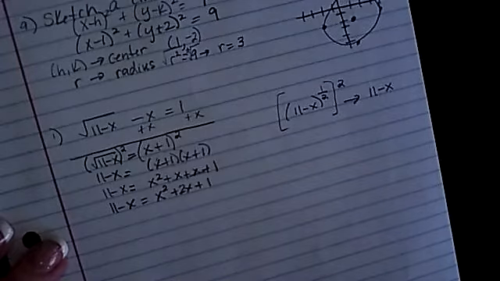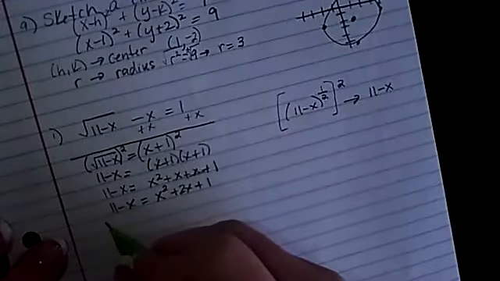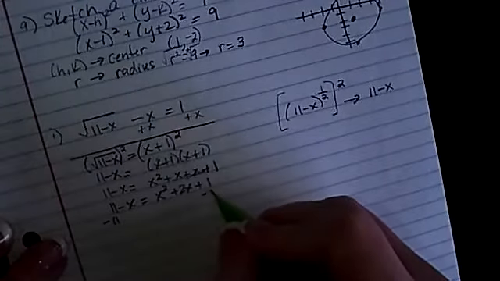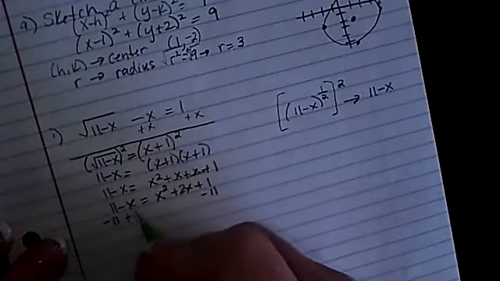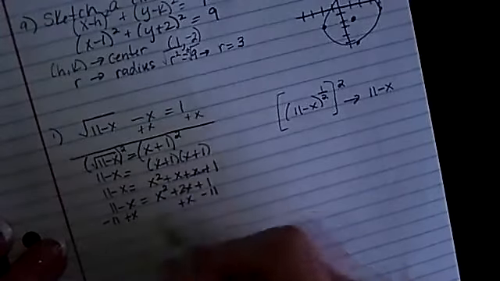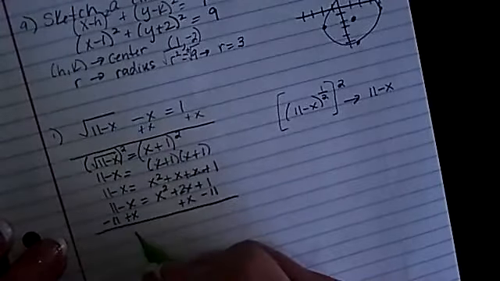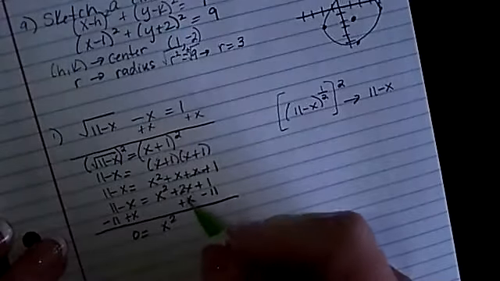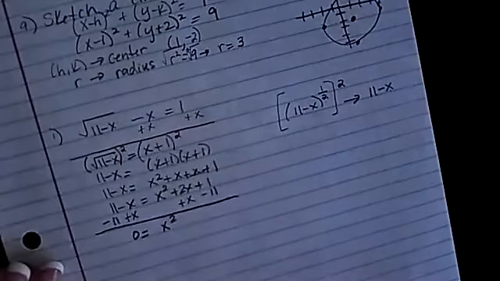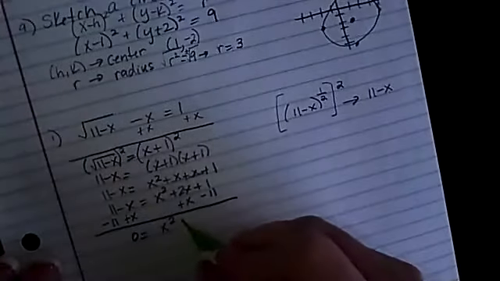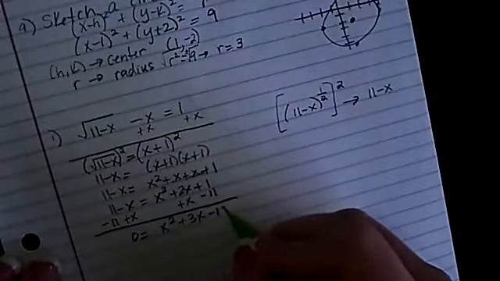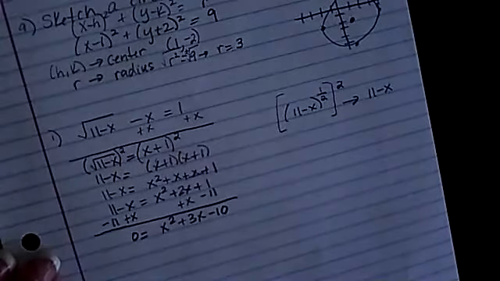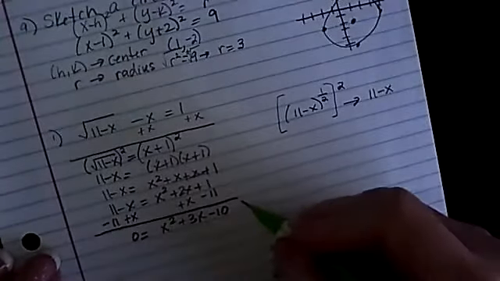So what we want to do is get everything on one side and set it equal to 0 so we can solve for x. So what I'm going to do here is subtract 11. I'm going to do this in one step. I'm going to add x, doing that all in one step. So this becomes 0, and we have x squared plus 3x minus 10. Okay, so I'm going to bring this work up here to finish.